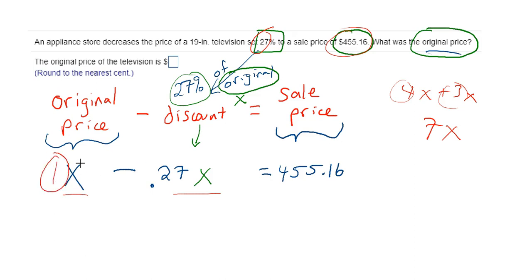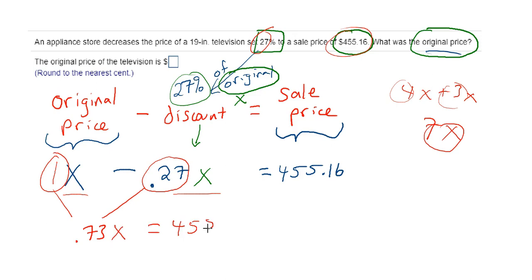So we're going to do the same thing. We take 1 minus 0.27, which gives me 0.73. And then the variable part, just like it did up here, stays the same. We'll have 0.73x equals $455.16. Now we can get x by itself by dividing by 0.73 on both sides.